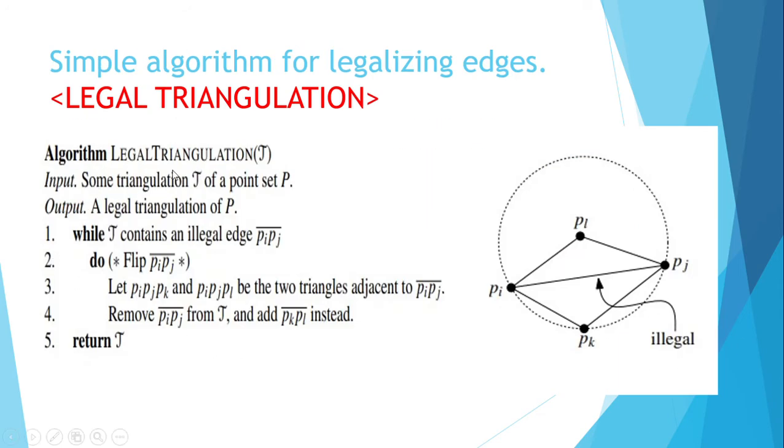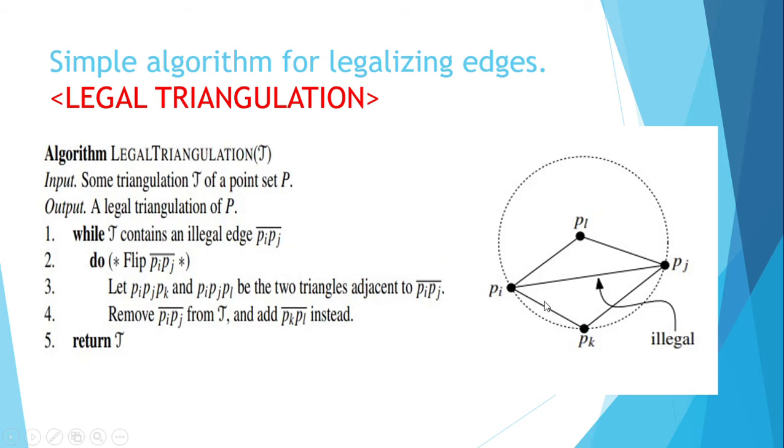The input is some triangulation of the point set P, and the output is a legal triangulation. We have already seen what a legal triangulation is. While the triangulation contains an illegal edge pi pj, how do we find that it is illegal? Using the lemma, we flip it: let pi pj pk and pi pj pl be the two triangles adjacent to pi pj, remove pi pj from the triangulation, and add pk pl instead.